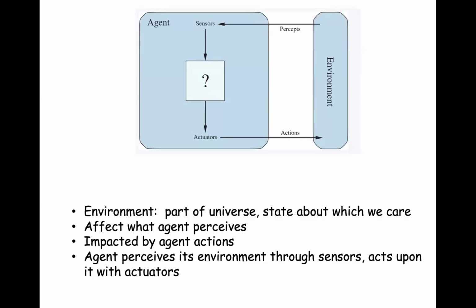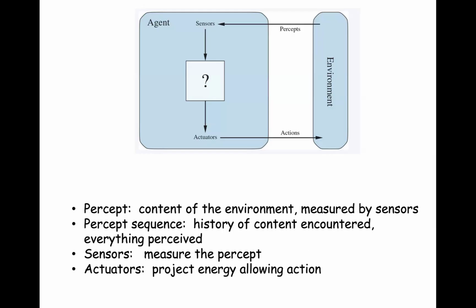All right. Moreover, it perceives its environment through its sensors and it acts upon what it sees based on a whole number of things. And we'll unpack that over the course of the semester. All right. And so, what is this thing that it measures? It's called a percept. A percept, more formally, is the content of the environment, and it's measured by the sensors.